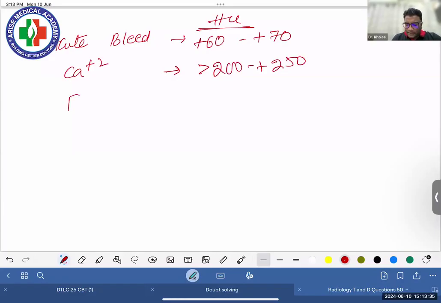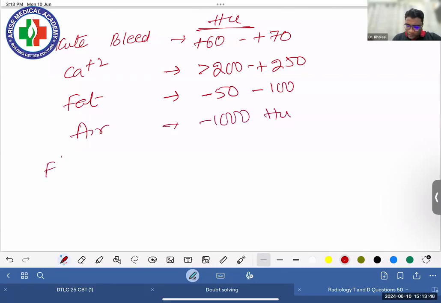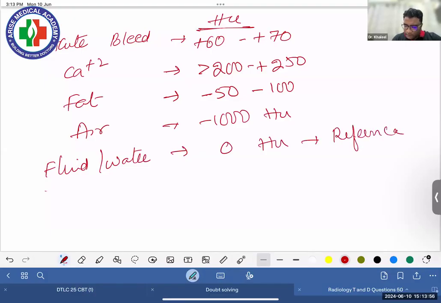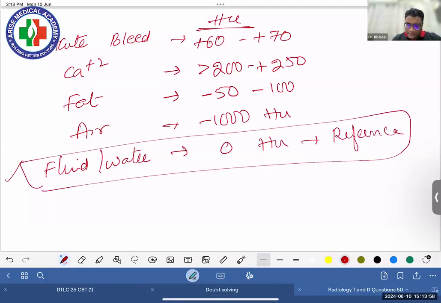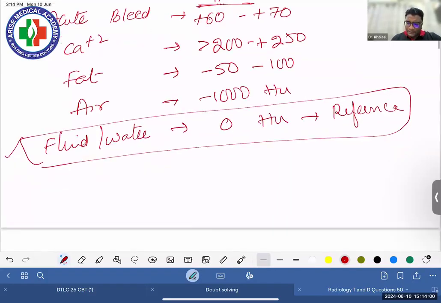What about fat? What is the fat Hounsfield unit? Around minus 50 to minus 100. And air is about minus 1000 Hounsfield units. Whereas fluid or water is the standard reference. This is about 0 Hounsfield units. This is the reference or standard value that we use in CT scan. So this was tested. This is simple only, right? Let's come to the next one.